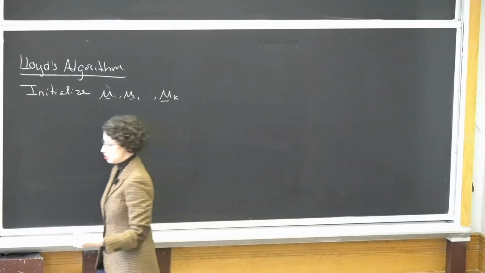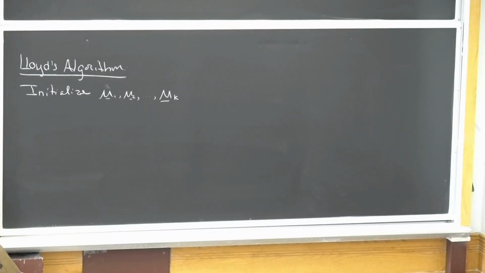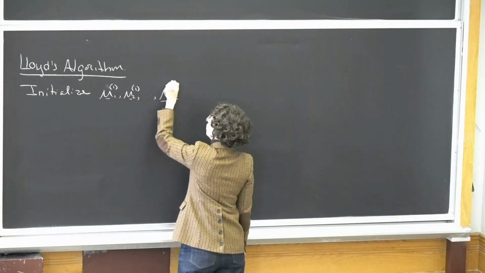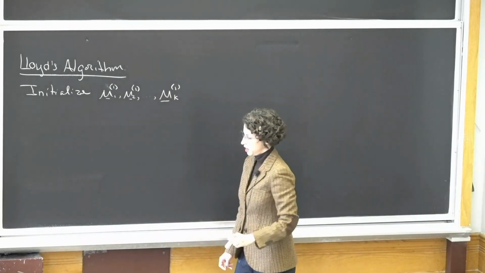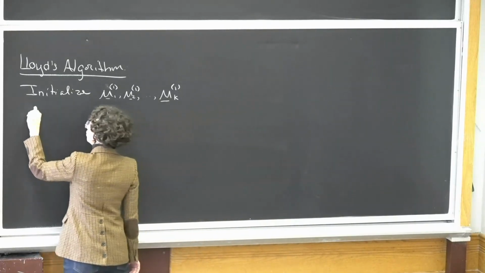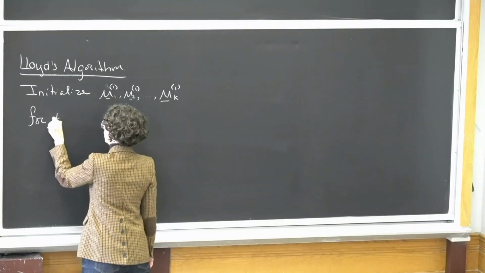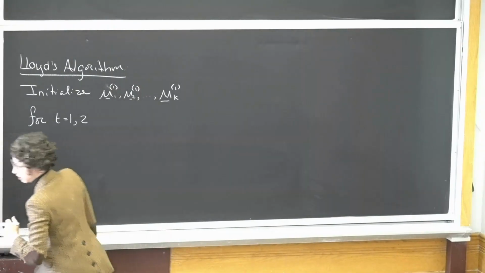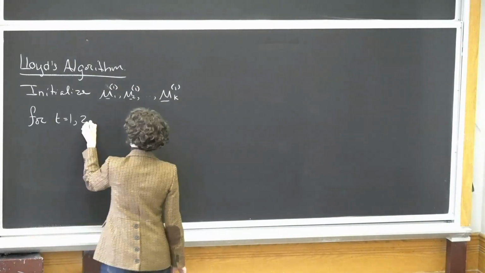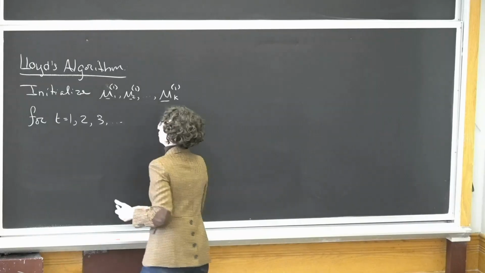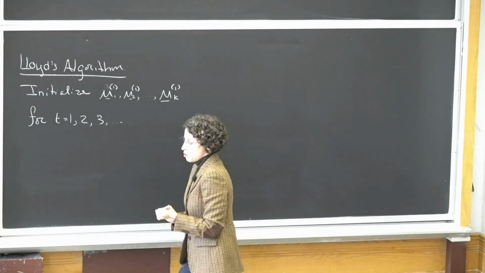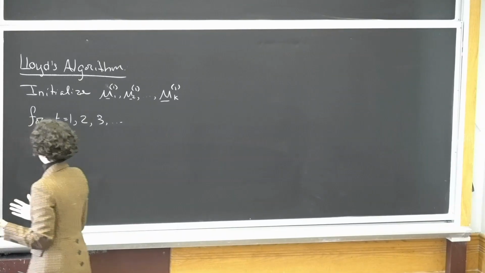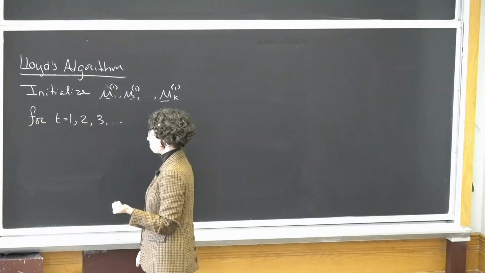Okay, so now what we're going to do is we are going to iterate. I'm going to put in a little superscript here, 1, corresponding to this is my initial guess. And then I'm going to say for t equals 1, 2, 3, etc. So I'm going to keep on iterating. What I'm going to do is I'm first going to figure out which point belongs to which cluster.